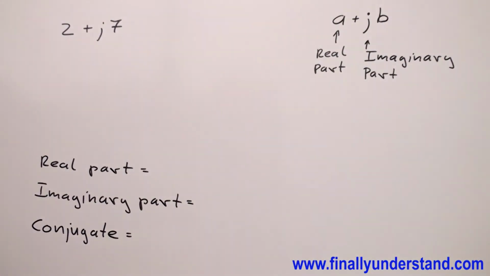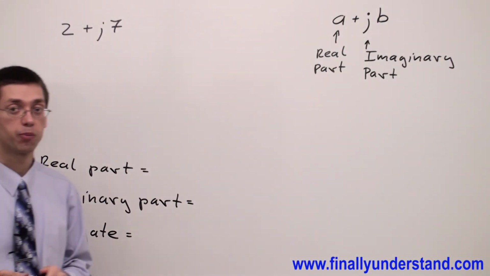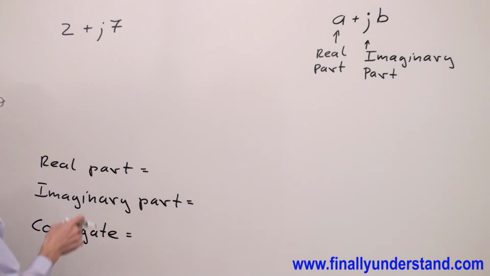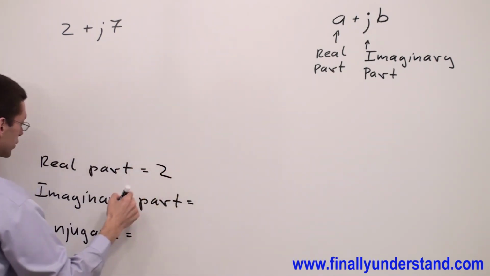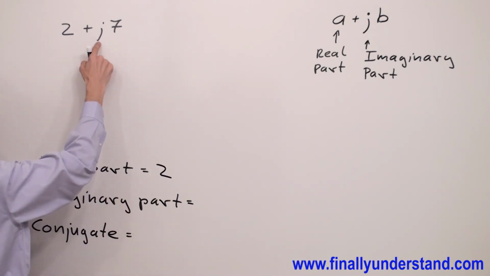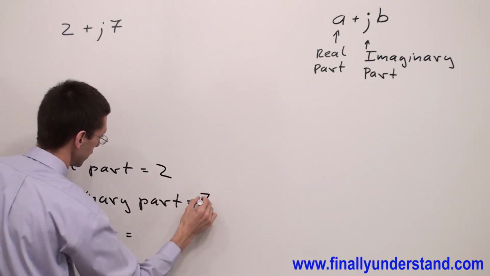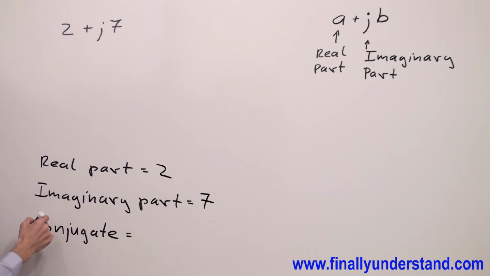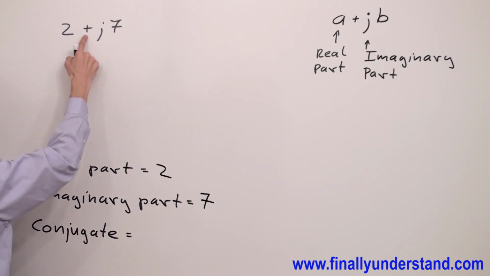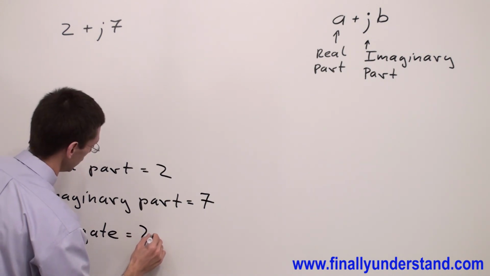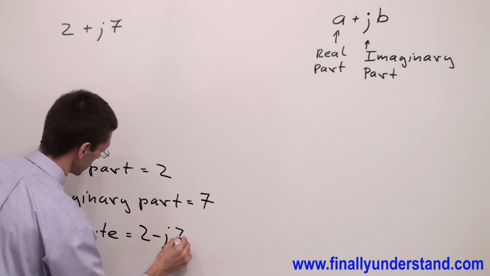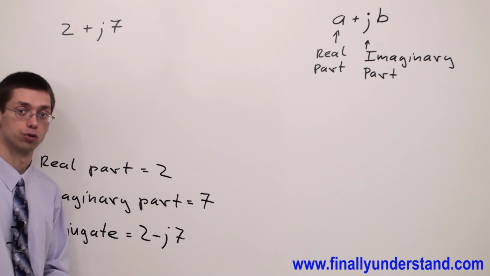Let's take a look at this example. The real part is the part without j, so in this case it is 2. The imaginary part is the part with j, which is equal to 7. And if you want to find the conjugate, you're supposed to simply change the sign which is next to j. So the conjugate is 2 minus j7. So these are the solutions to my problem.